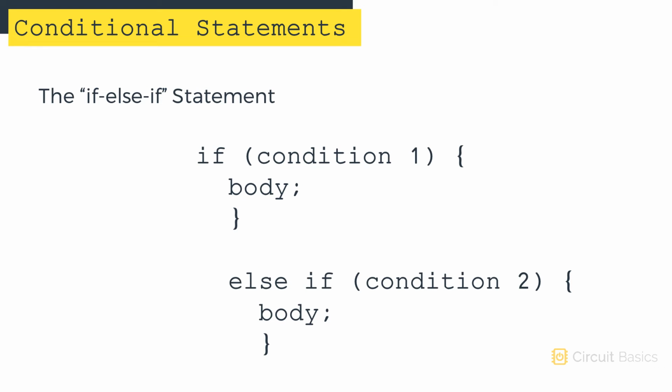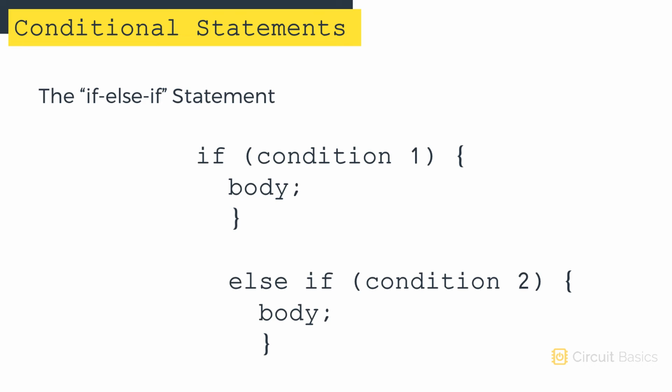The next conditional statement I'd like to show you is the if-else-if statement. The if-else-if statement lets you test for two conditions. The program first checks the condition in the if statement. If it's true, it runs the code in the body of the if statement, then exits the if-else-if block. If it's false, it checks the condition in the else-if part. If the else-if condition is true, it executes the code in the body of the else-if section, then exits the if-else-if block.